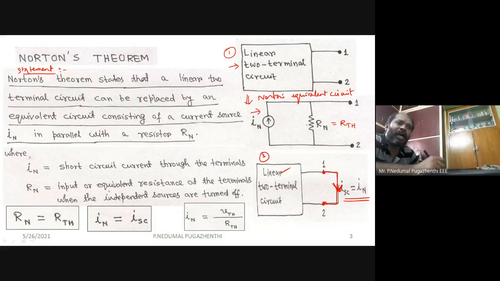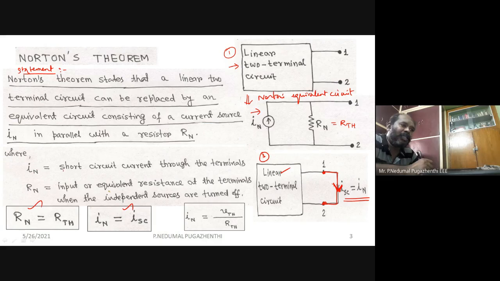And similarly, what is R Norton? You eliminate your independent sources, then find the overall resistance of the network through the terminals 1 and 2, which is equivalent to the total input resistance at the terminals. RN is equal to R Thevenin. We have three relations here: RN is equal to R Thevenin, IN is equal to ISC, that is the short circuit current, and IN is equal to V Thevenin by R Thevenin.